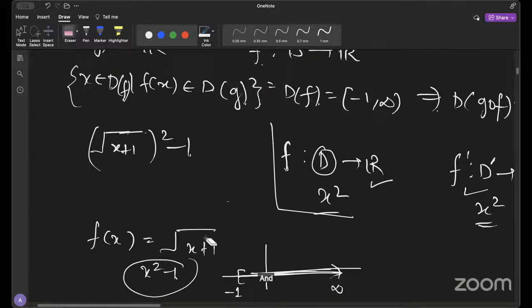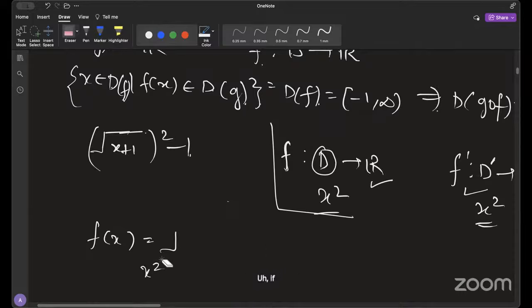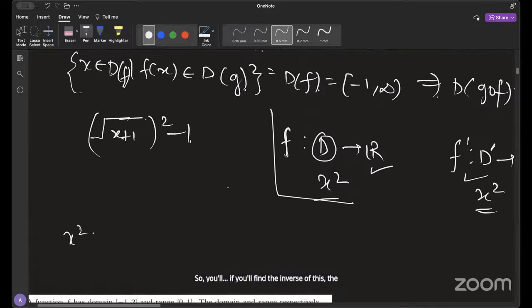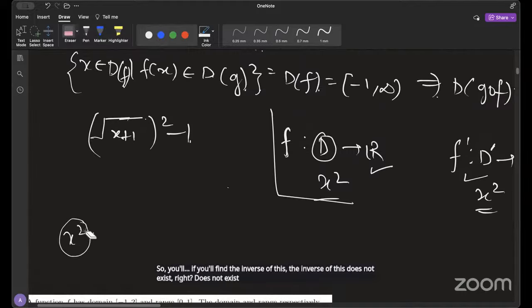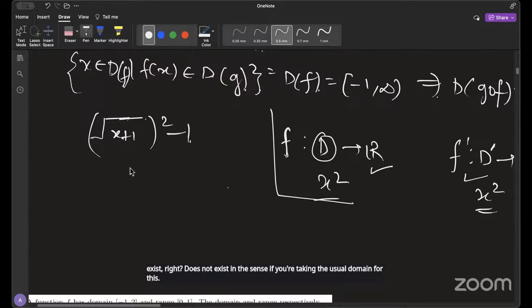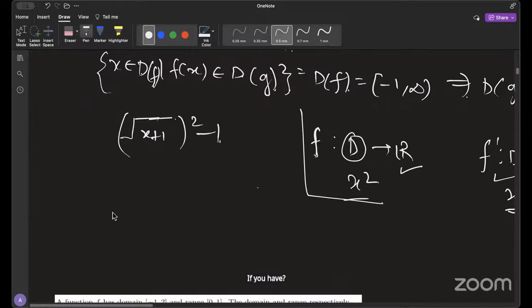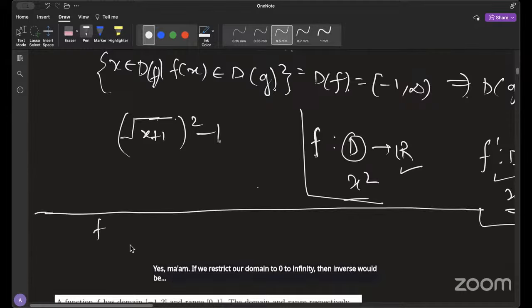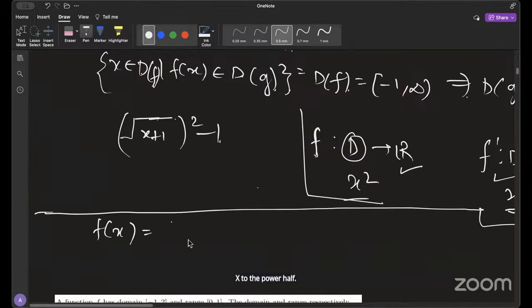And in fact, if you have x square, the inverse does not exist, in the sense that you're taking the usual domain for this. If we restrict our domain to 0 to infinity, then the inverse would be x to the power half. But if you have x square whenever x belongs to R, now the inverse does not exist.